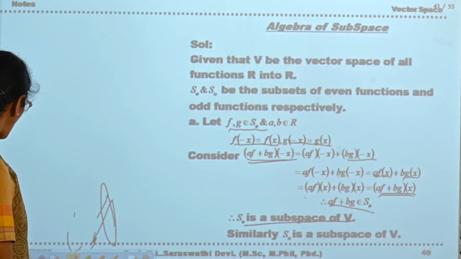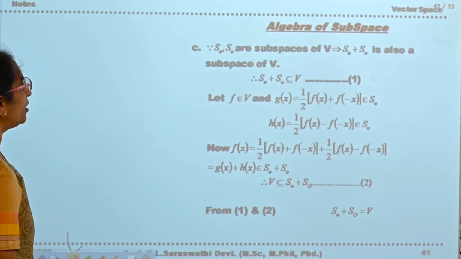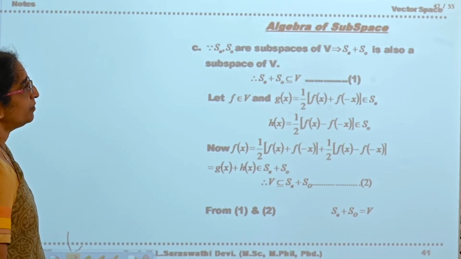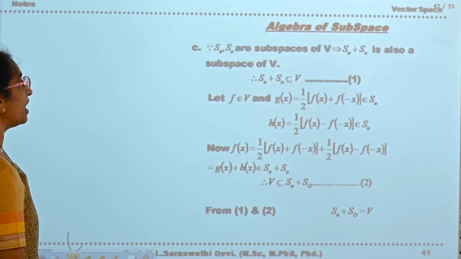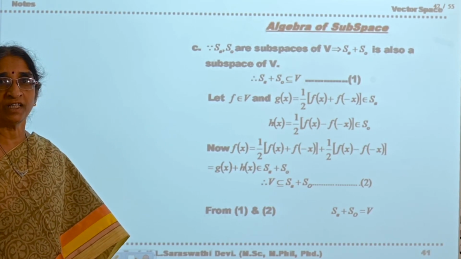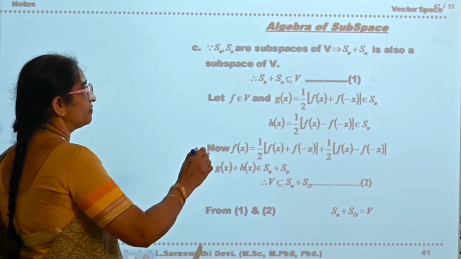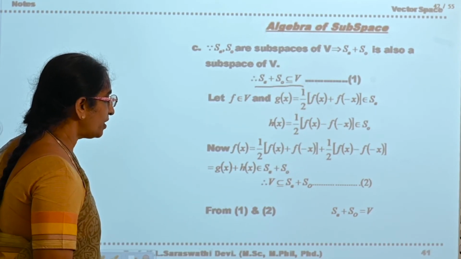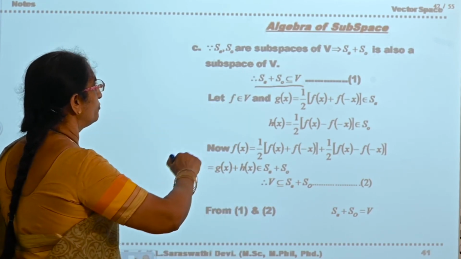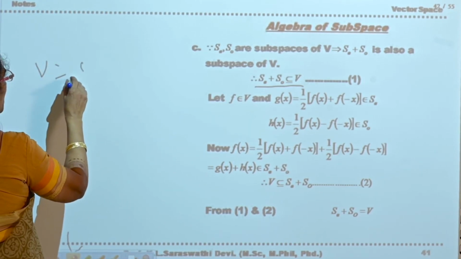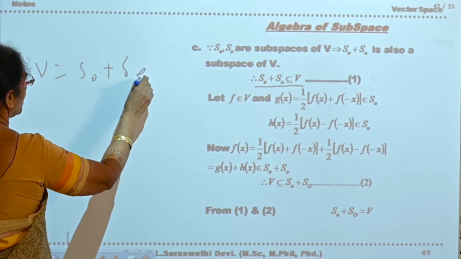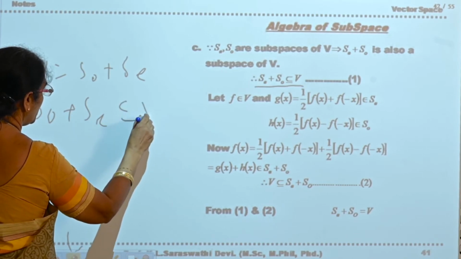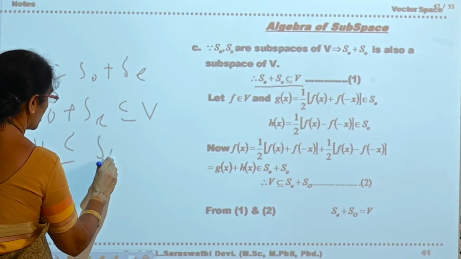Similarly, you can prove S_O is a subspace of V. Now here, S_O and S_E are subspaces of V, which implies S_O plus S_E is also a subspace, because the linear sum of two subspaces is a subspace. Therefore, you can write it as a subset of V. And now what you have to say is that these two are equal, V is equal to S_O plus S_E. In order to say that, you will say that S_O plus S_E is a subset of V and V is a subset of S_O plus S_E.